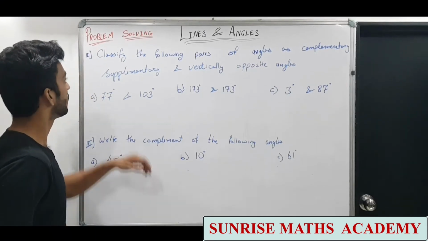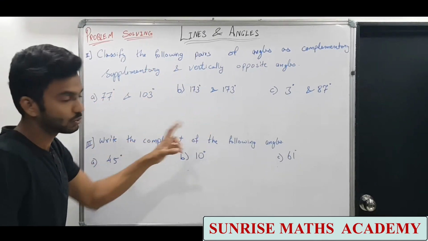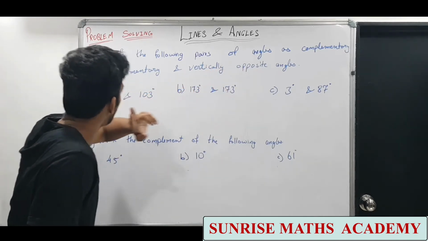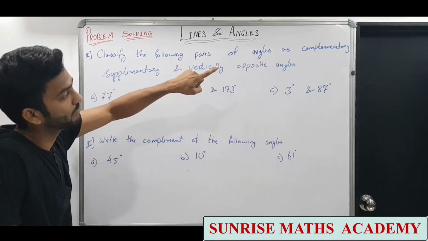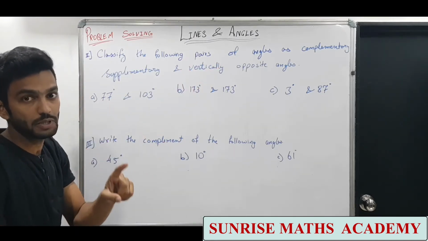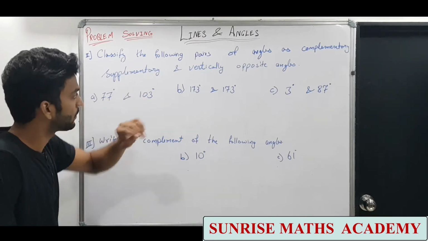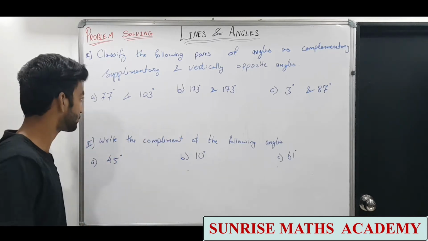In the next question, we have to classify the following pairs. Two angles or values are given. We have to classify them in complementary angle, supplementary angle or vertically opposite angle. Now we know that complementary means the addition should be 90. Supplementary means addition should be 180. Vertically opposite means their values should be equal.